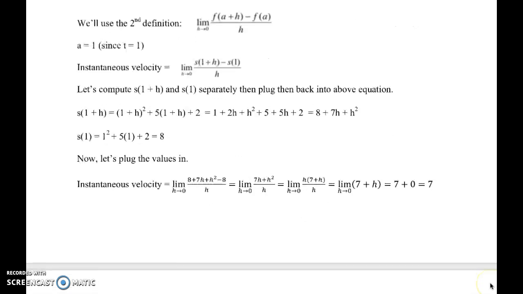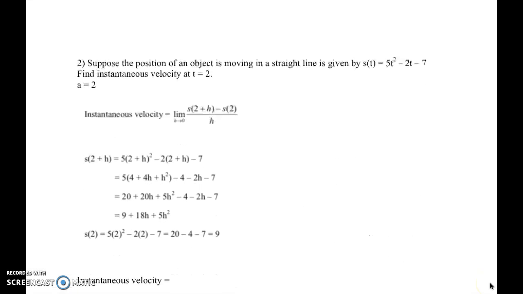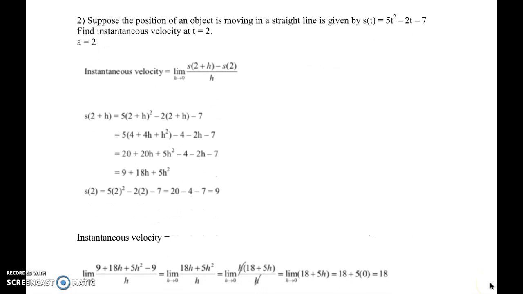All right, let's look at another example. We're going to look at the position of an object moving in a straight line. And again, we have this lovely quadratic, 5t squared minus 2t minus 7. And we want to find our instantaneous velocity at t equal to 2, which again implies that our A value is going to be 2. So we're going to figure out our A plus h and our f of A.